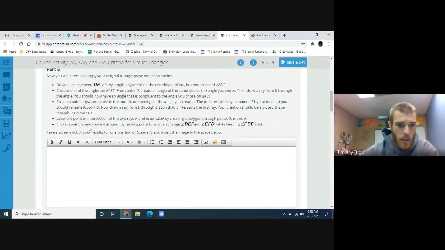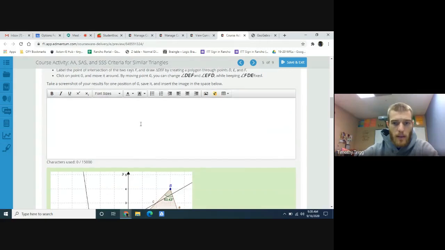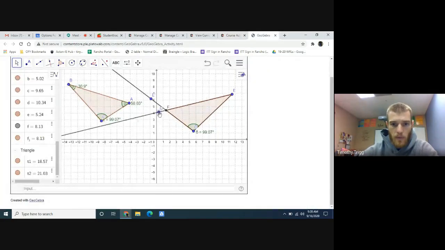Now click on point G and move it around. By moving point G, you can change the angles. Okay, cool. So now we want to take a screenshot and put it right here. Okay, so now we've accomplished our goal.